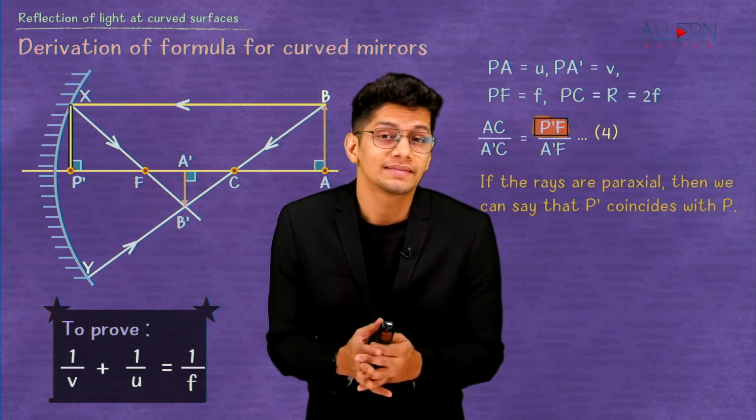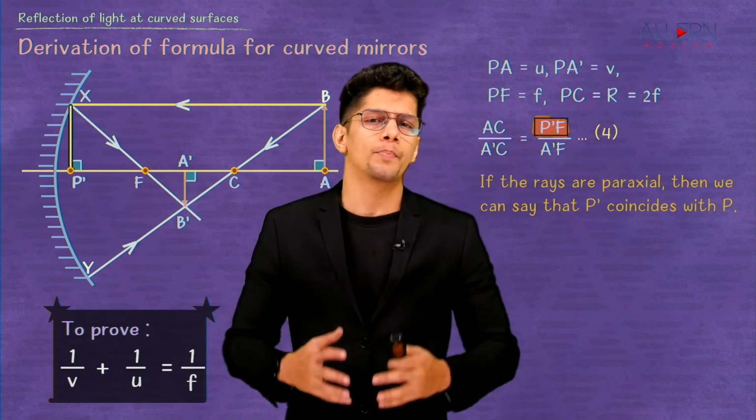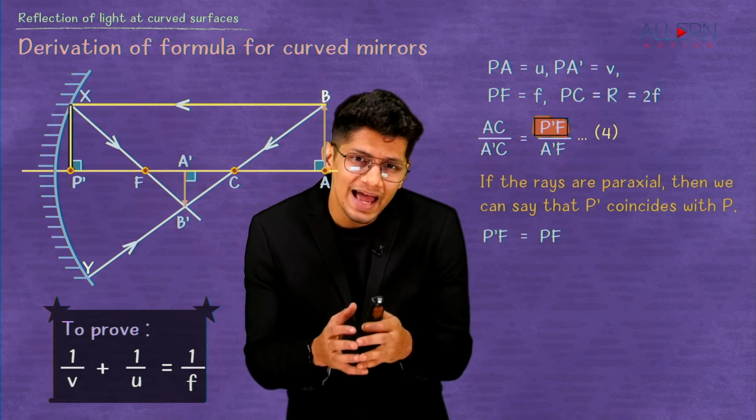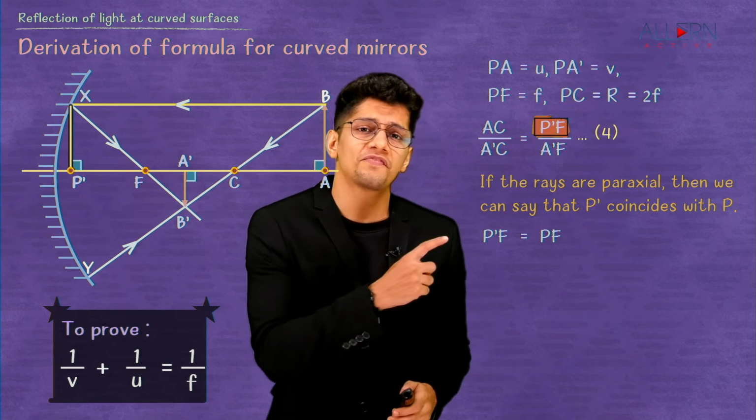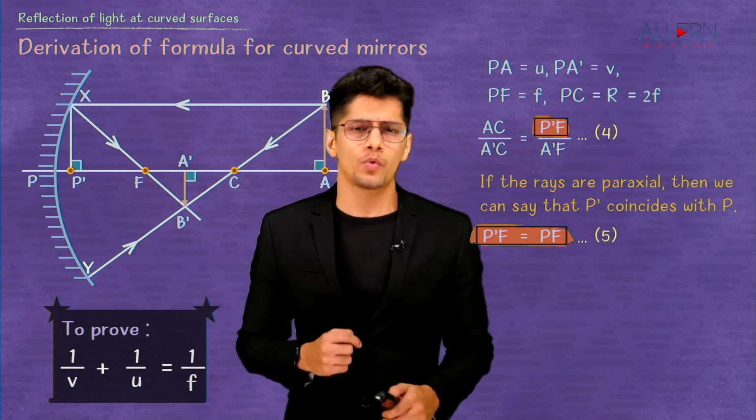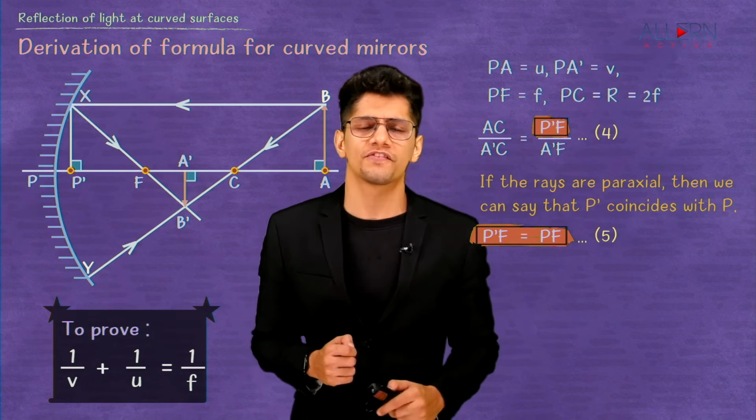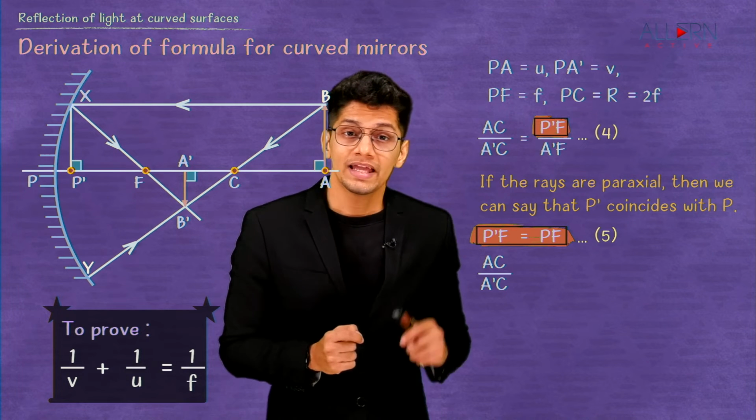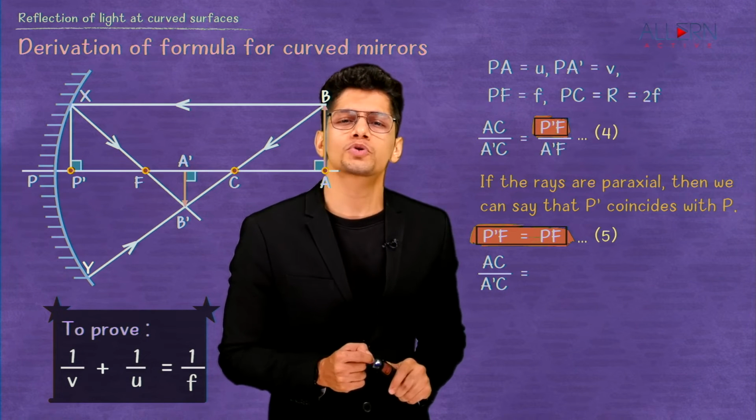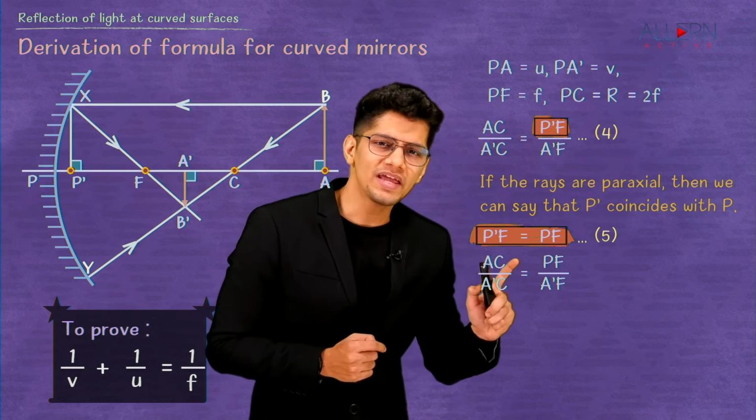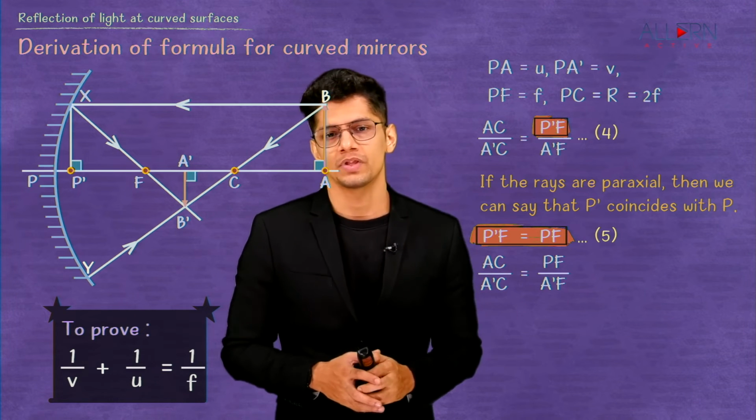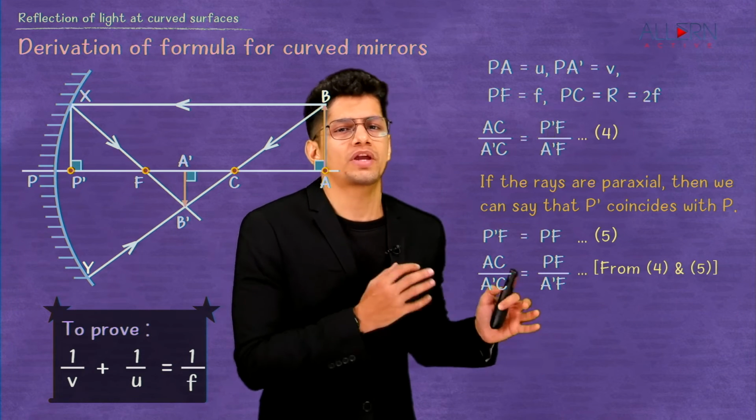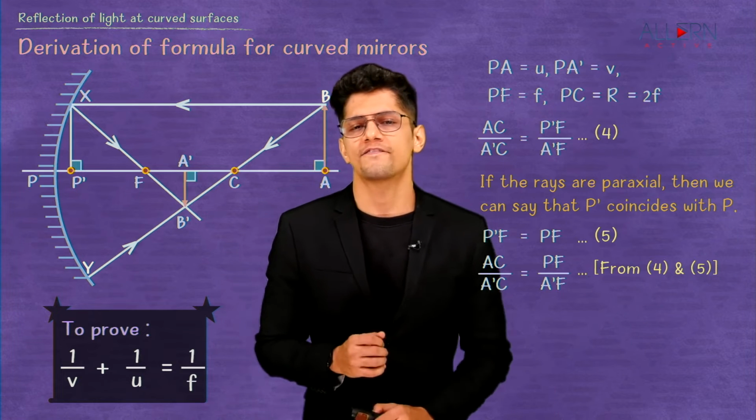And also we know that the mirror has a very small aperture. So P dash F is equal to PF, and if we substitute this value from equation 5 in equation 4, what do we get? We get AC upon A dash C as it is. Instead of P dash F, what are we supposed to write? PF. So we have PF upon A dash F. Now this is the main equation that we have from 4 and 5.